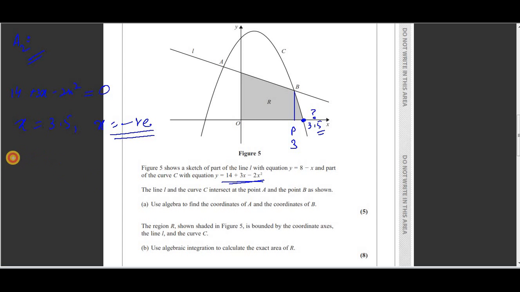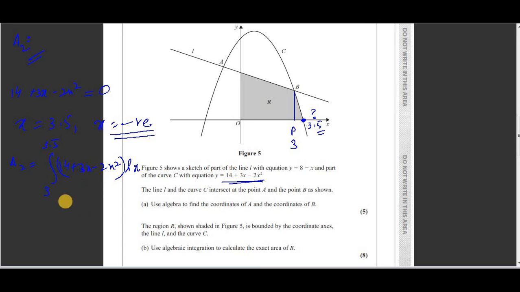So now A2 would be equal to the integral from 3 to 3.5 of the curve, so 14 plus 3x minus 2x square dx.